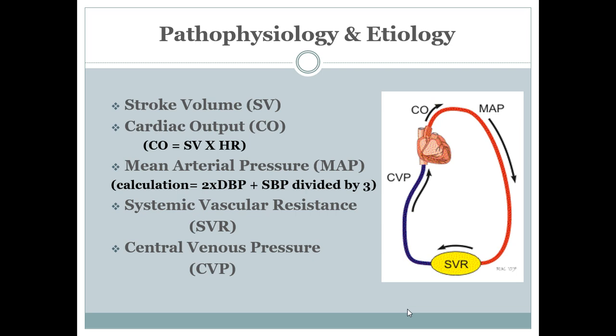Normal MAP is greater than 65 millimeters of mercury. It's good to know that. Normal MAP is greater than 65 millimeters of mercury.